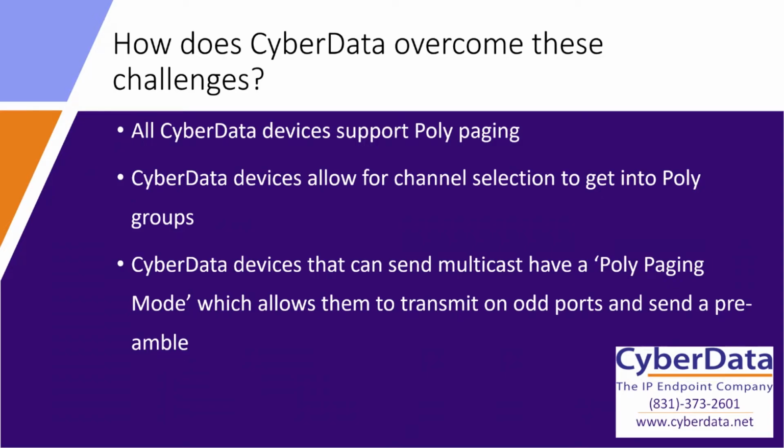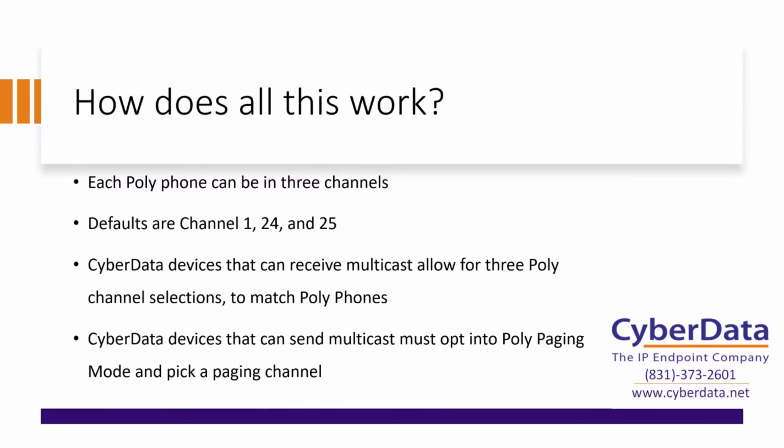It's those two differentiation things. Just because your multicast is sent on an odd port number doesn't necessarily mean that the poly phones will play it. They need to have that preamble as well. Those two things go hand in hand. So how does all of this work?